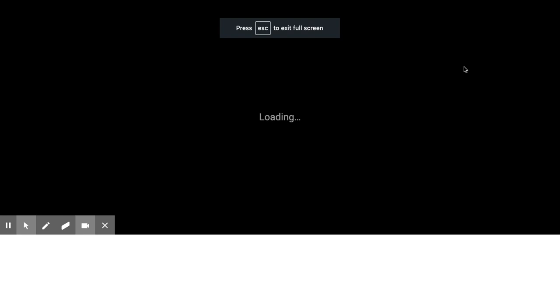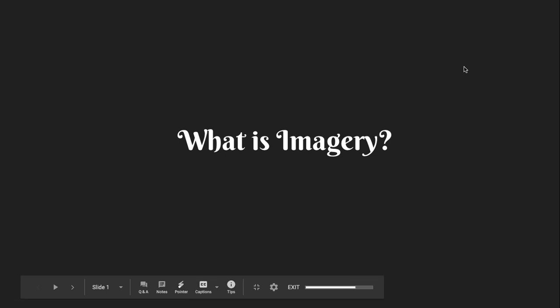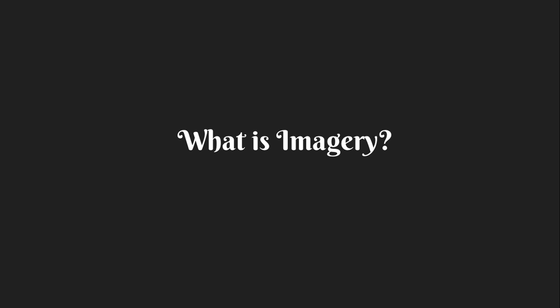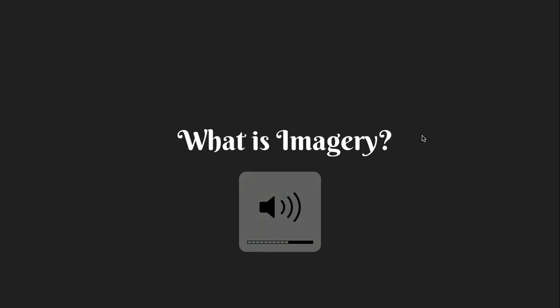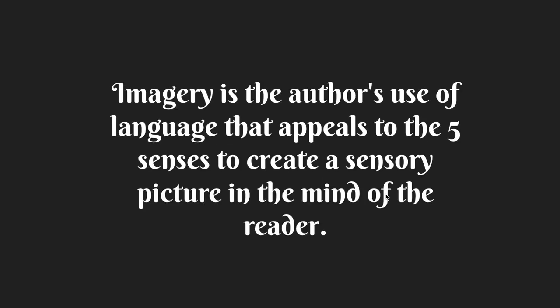Imagery is one of those terms that is typically taught with poetry, but it is something that we see throughout all of writing, throughout all prose, throughout all of fiction. So, what is imagery? Well, we have our definition. Imagery is the author's use of language that appeals to the five senses to create a sensory picture in the mind of the reader. So when an author uses imagery as a tool, they're using it to kind of pull the reader into the world of what they are writing and to create almost a sensory picture.